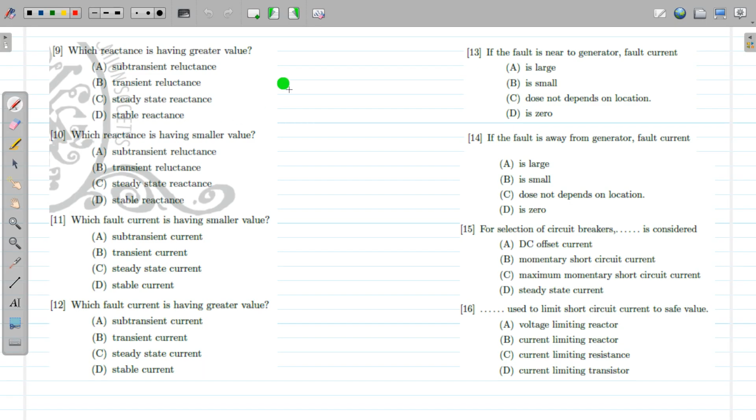Which reactance has the greater value? When the alternator is shorted at its terminal, it gives rise to the symmetrical fault current, and it causes the subtransient period, transient period and the steady state period. The subtransient reactance is smaller than the transient reactance, and the transient reactance is smaller than the steady state reactance. Here D indicates direct axis, the single dash indicates transient, no dash is steady state, and the double dash is subtransient.